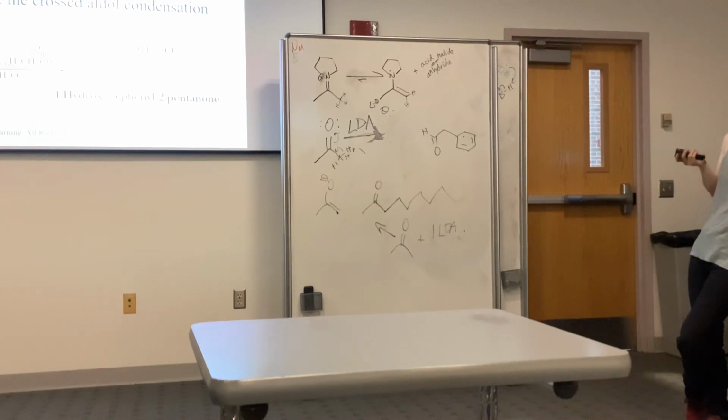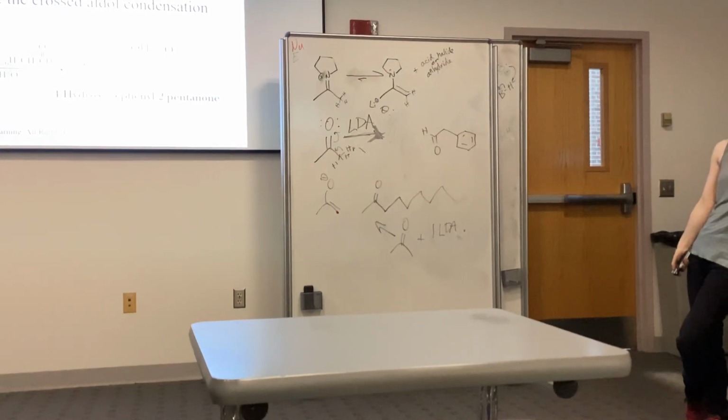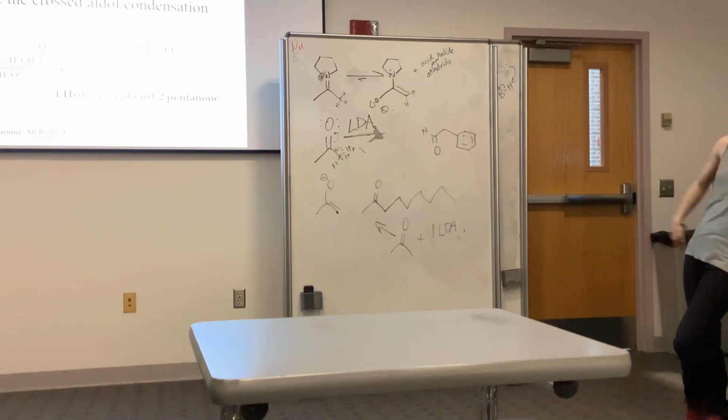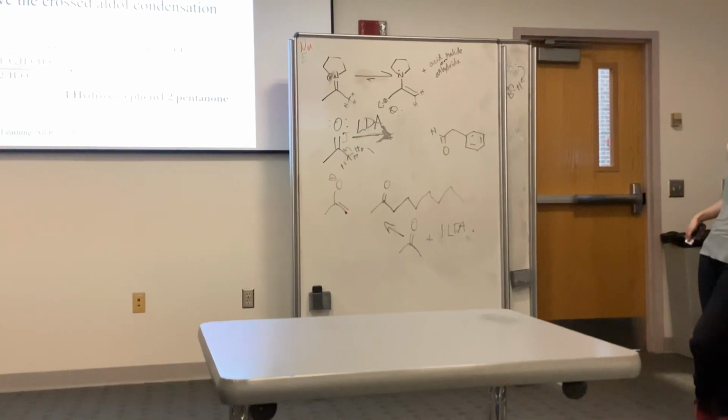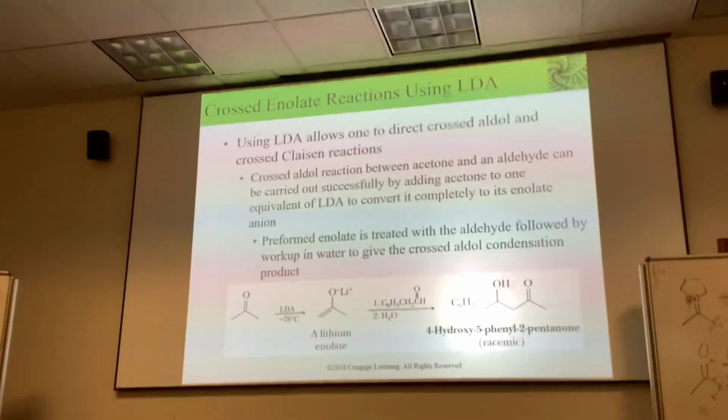And then we're going to add this to whatever we want. And I assume we probably add the stuff cold, maybe stir it for a little while while it's cold, and eventually remove the cold bath and let it slowly warm up to room temperature. That's what I would guess. But we're going to get our nice crossed aldol or crossed Claisen when we couldn't have otherwise done that. Because we picked which one was going to be enolate.